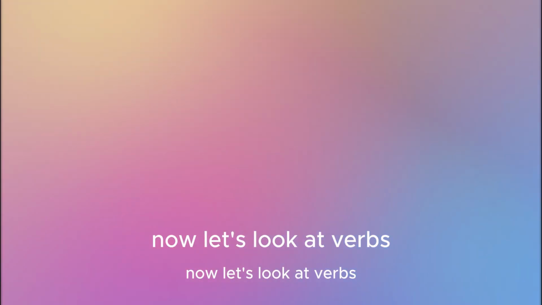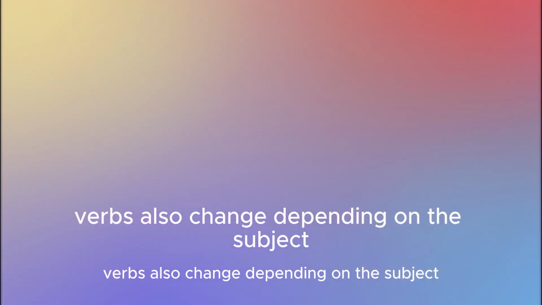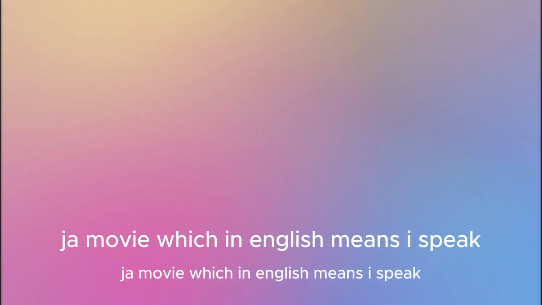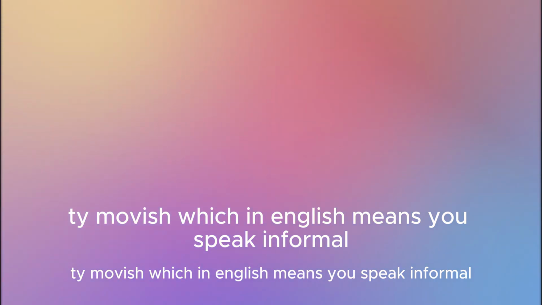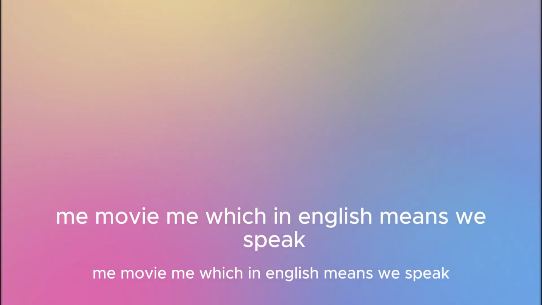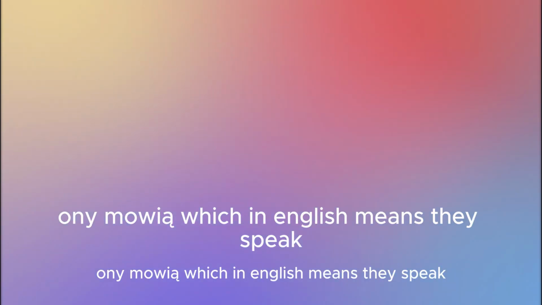Now let's look at verbs. Verbs also change depending on the subject. For example, ja mówię, which in English means I speak. Ty mówisz, which in English means you speak, informal. On mówi, which in English means he speaks. My mówimy, which in English means we speak. Oni mówią, which in English means they speak. Notice the endings. They show who is doing the action.